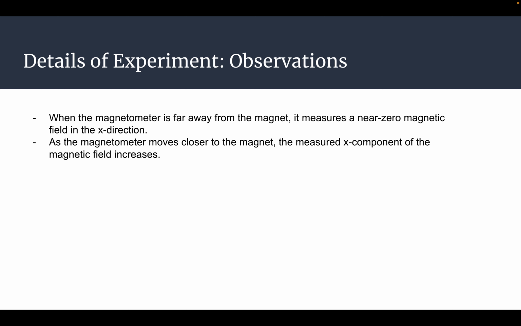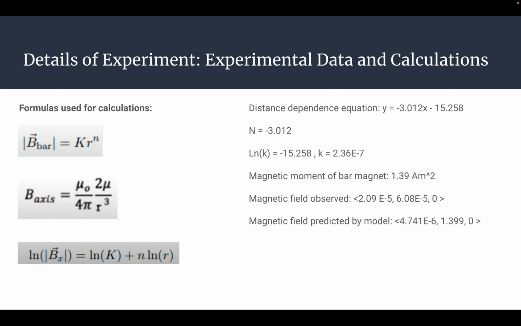Some observations we made: when the magnetometer is far away from the magnet, it measures a near zero magnetic field in the x direction. As the magnetometer moves closer to the magnet, the measured x component of the magnetic field increases. On the left are shown formulas used for the calculations in this experiment, and on the right are the values we got using these formulas.